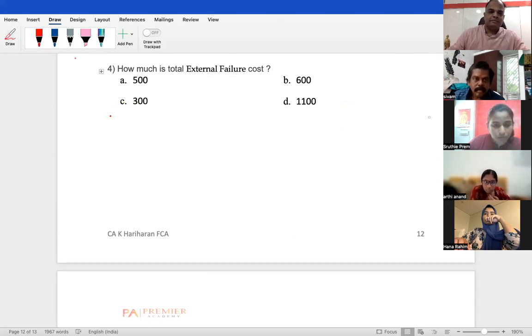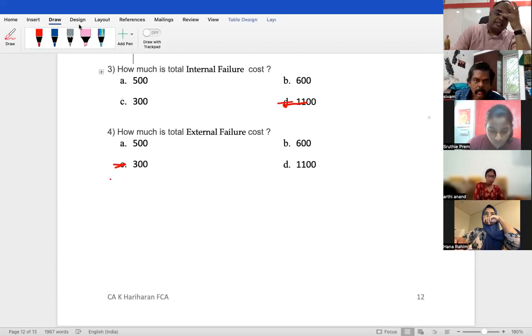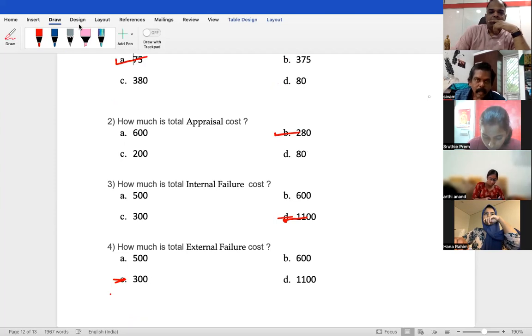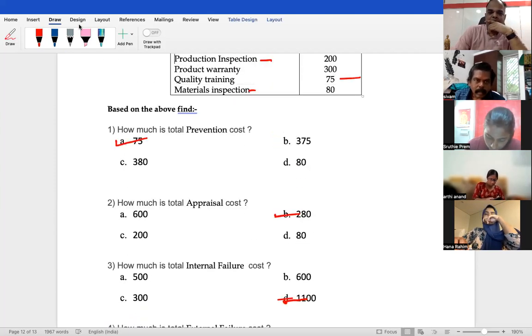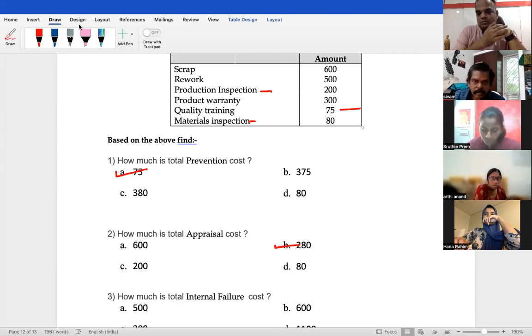So what is the total cost of quality? External failure 300 plus internal failure 1,100 plus appraisal 280 plus prevention 75. Total comes to how much? 1,755. And check whether the total is tallying, so that we have considered all the expenses. Tallying.